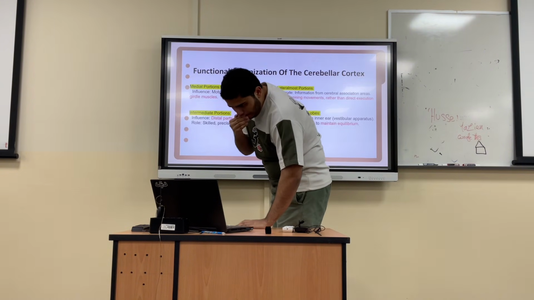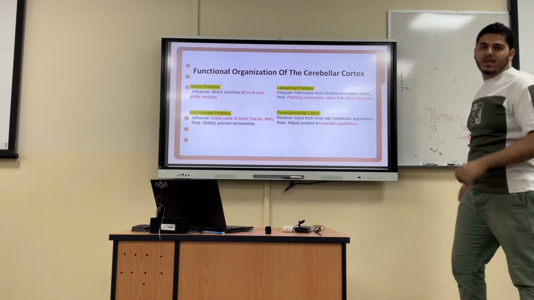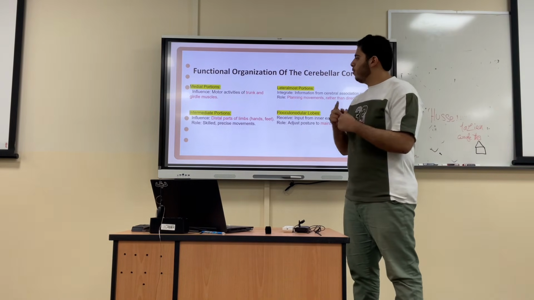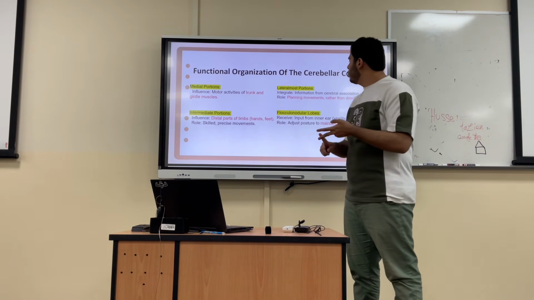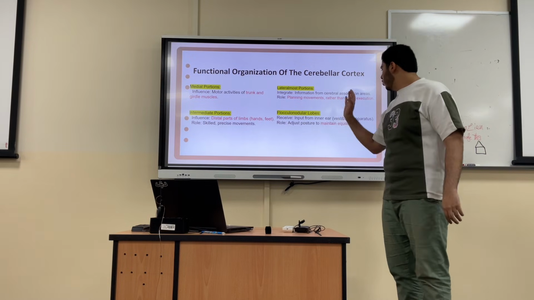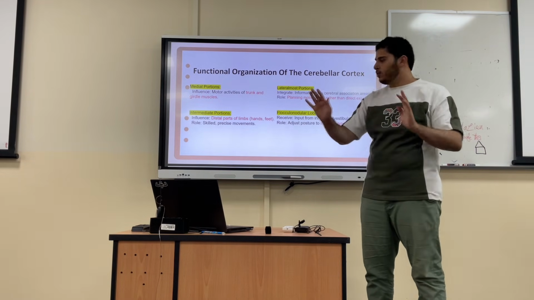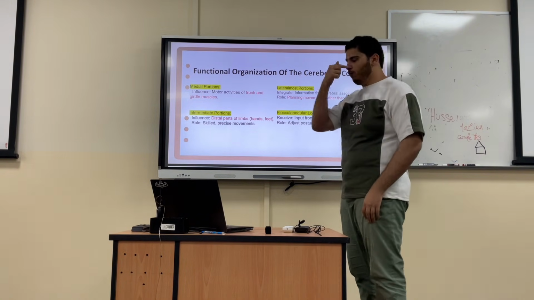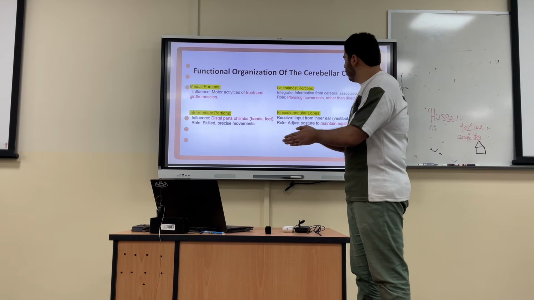Let's move on. This is also important, guys: the functional organization of the cerebellar cortex. We have the medial portion, the intermediate portion, the lateralmost portion, and the flocculonodular lobe. Let's finish with the flocculonodular lobe, since we already covered it: equilibrium, balance, and eye movements. It adjusts posture to maintain equilibrium, and also helps with eye movements.